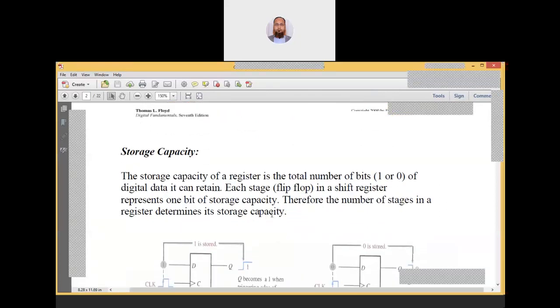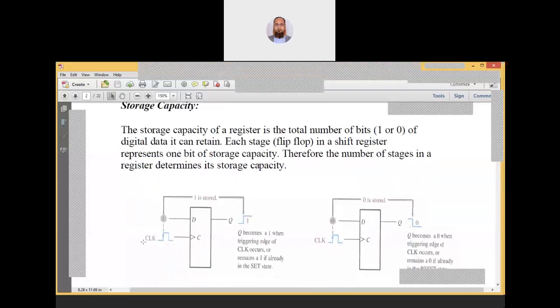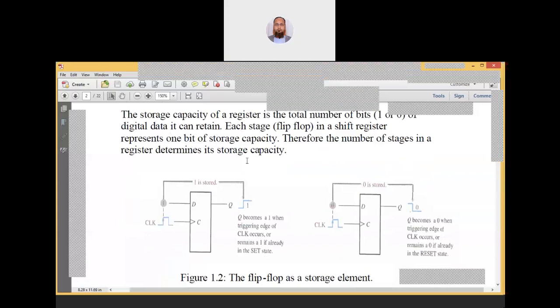Storage capacity, as already discussed, storage capacity of a register is the total number of bits. I told you how many bits a register can store is called the storage capacity, and you already know that each flip flop can store one bit. So if we are using 10 flip-flops, the storage capacity is 10 bits. If we are using 5 flip-flops, the storage capacity is 5 bits. So the number of stages we are using determines its storage capacity, meaning how many flip-flops we are using.